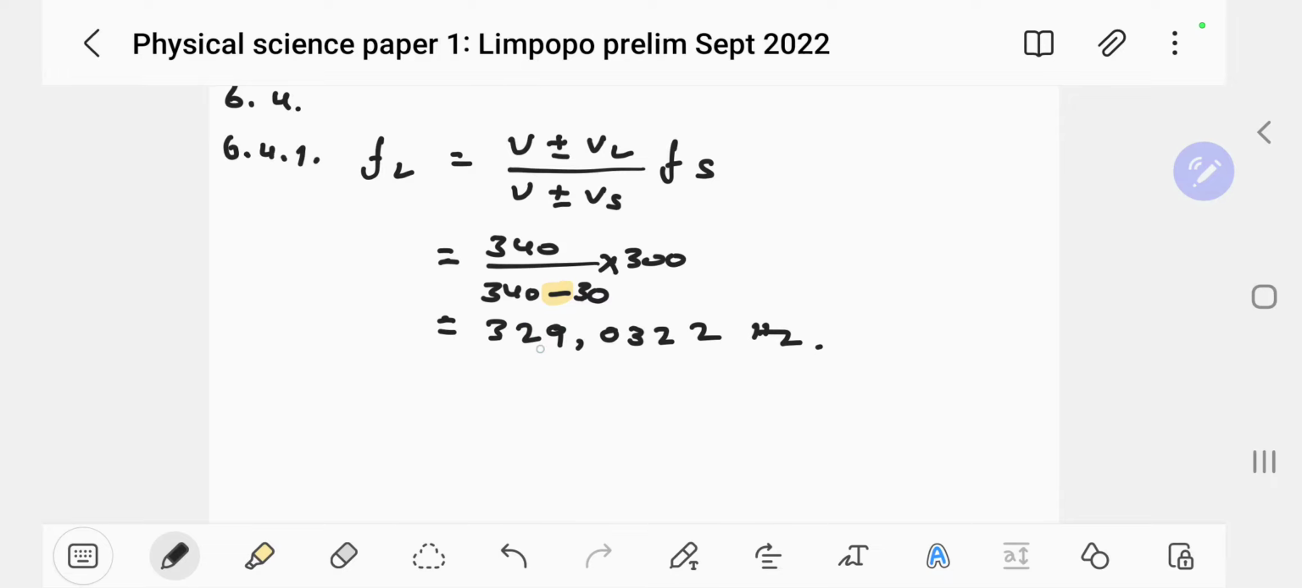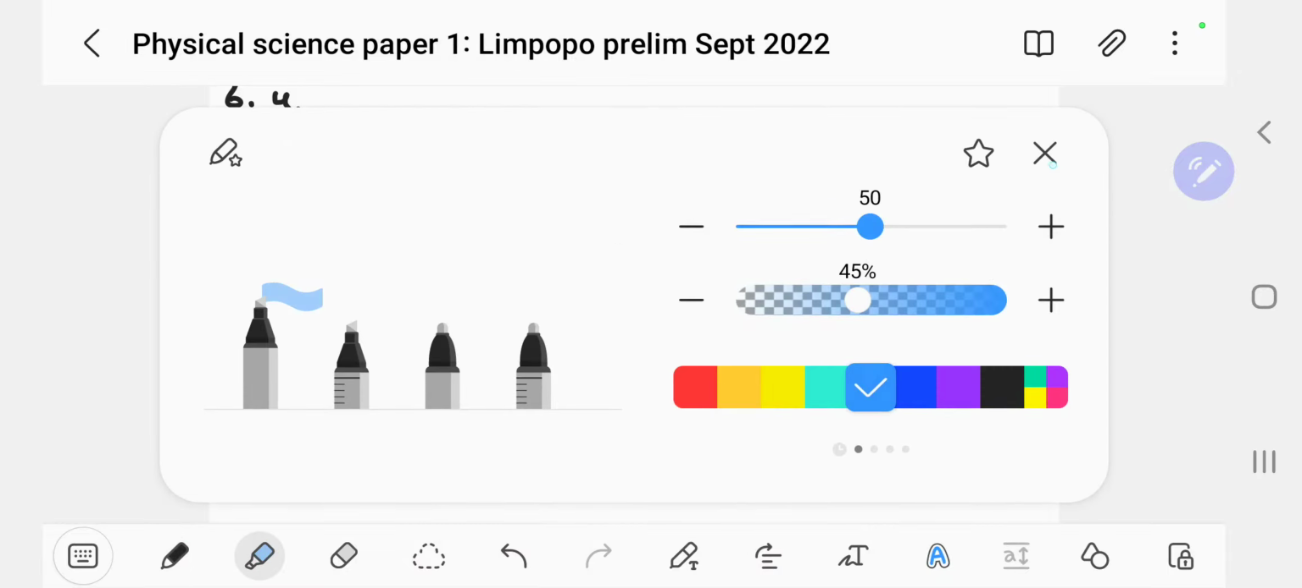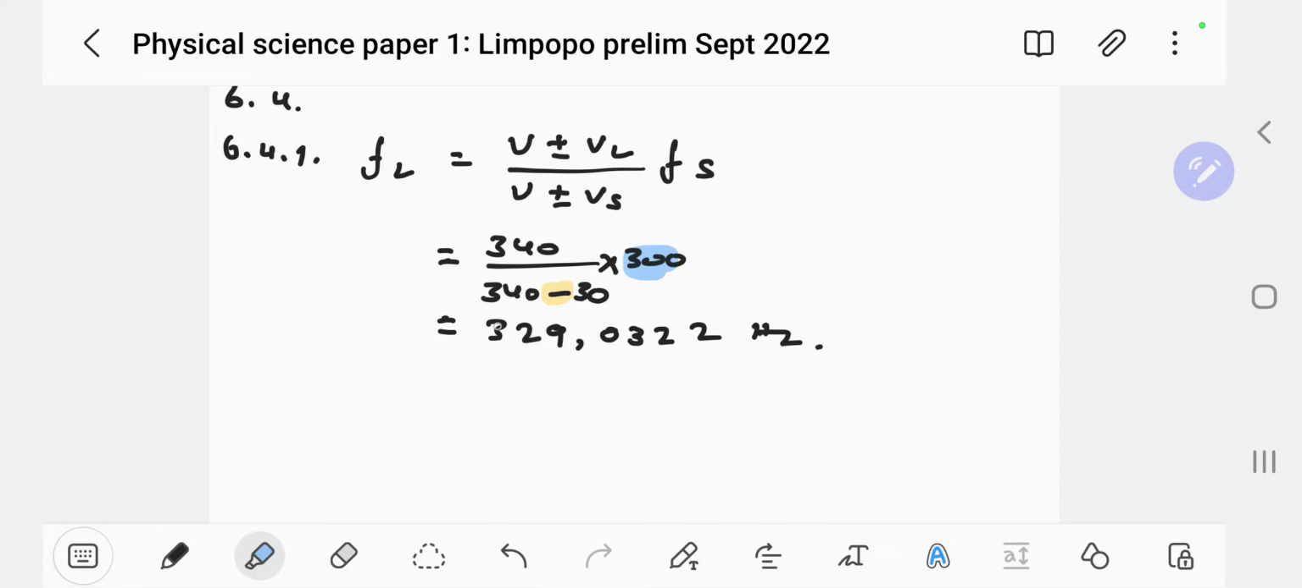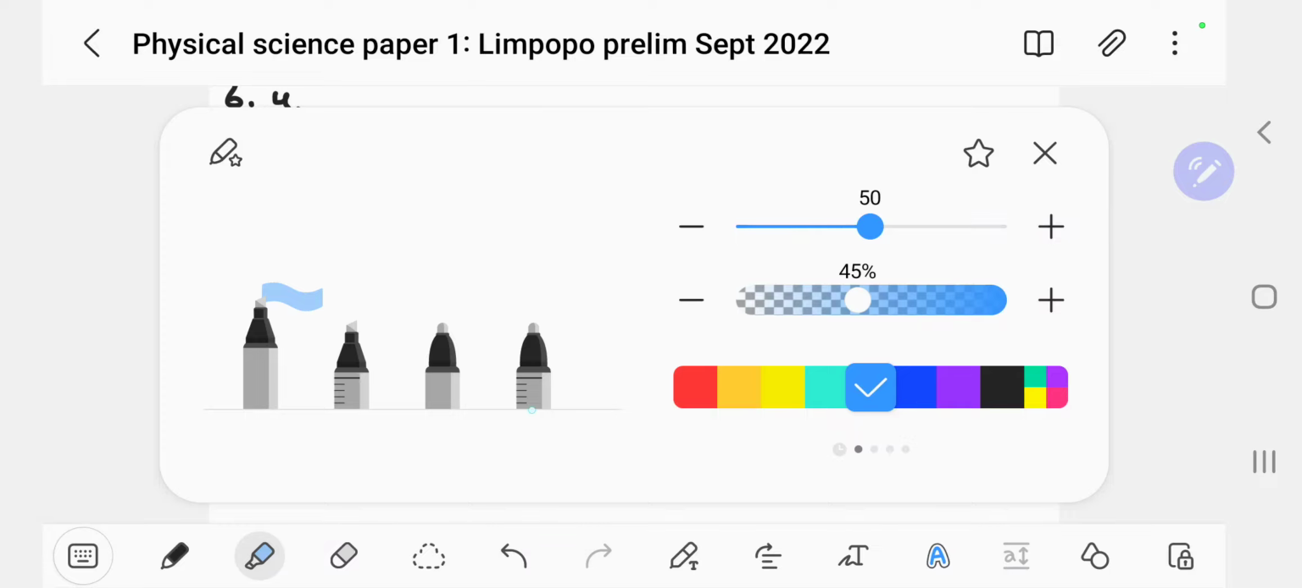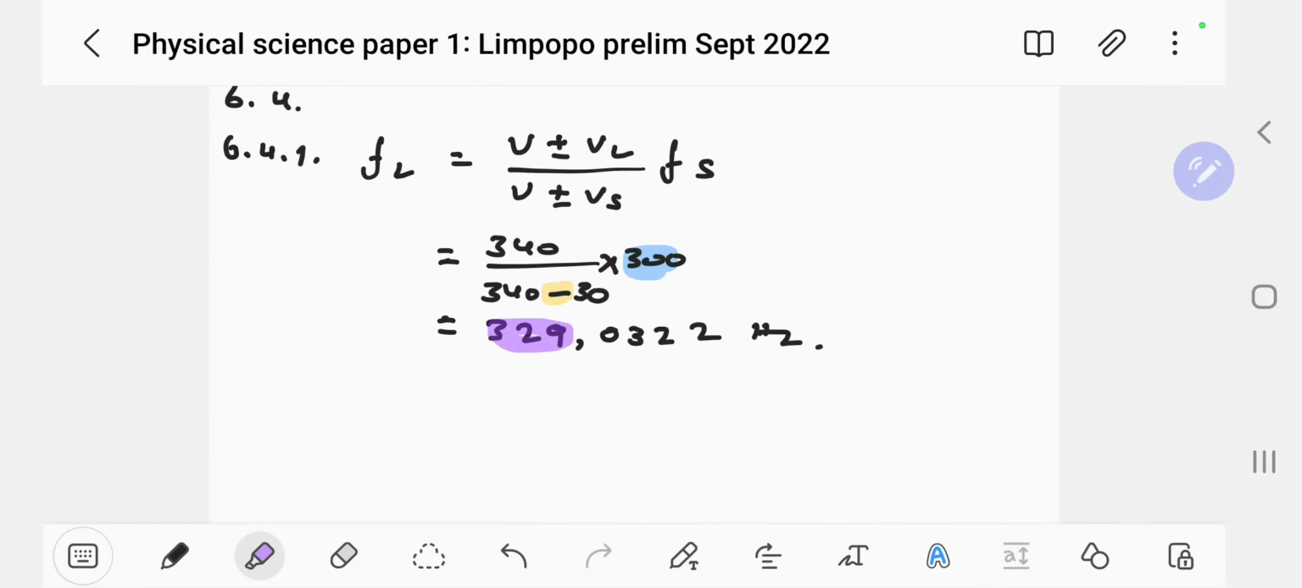Otherwise, if you get a smaller frequency than the emitted frequency, then you know you must have made a mistake. So you have a lot of things to aid you in making sure that these two frequencies don't look alike. They must not be alike. Rounded off, it is 329 compared to 300. We're hearing more than was actually emitted, so it makes sense.